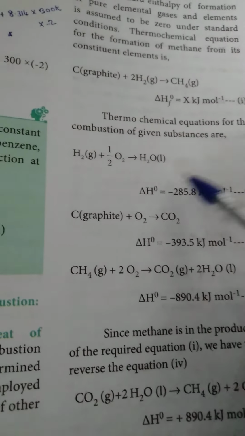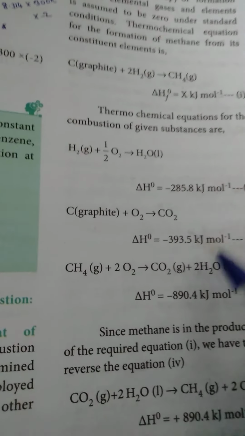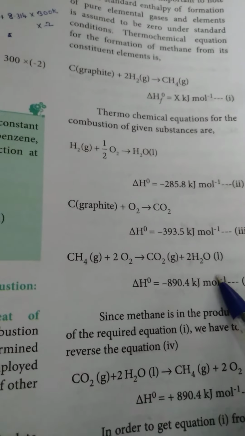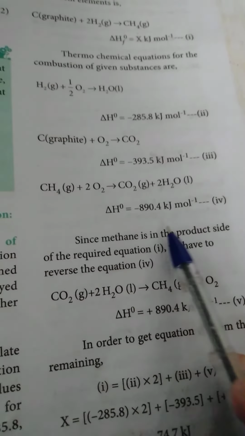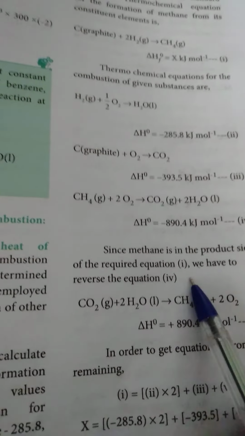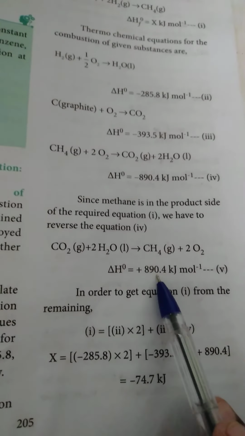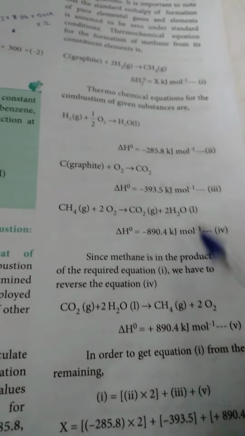What are the values? First, water molecule preparation, you got this. Carbon dioxide preparation, you got these values. You got these 3, and in the last one we can write the reversible equation. They wrote the reversible equation. If you write it reversibly, you get the answer with a plus sign. Then you can calculate this x value. How can we calculate this x? From these 3 values.